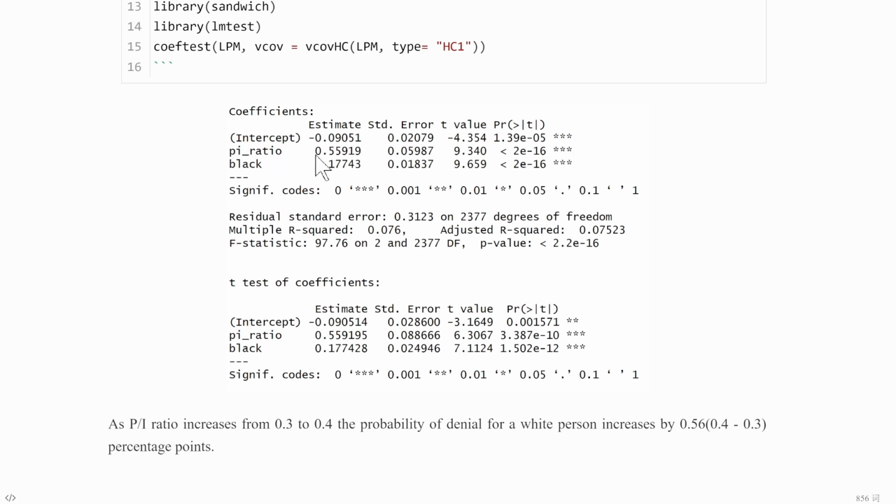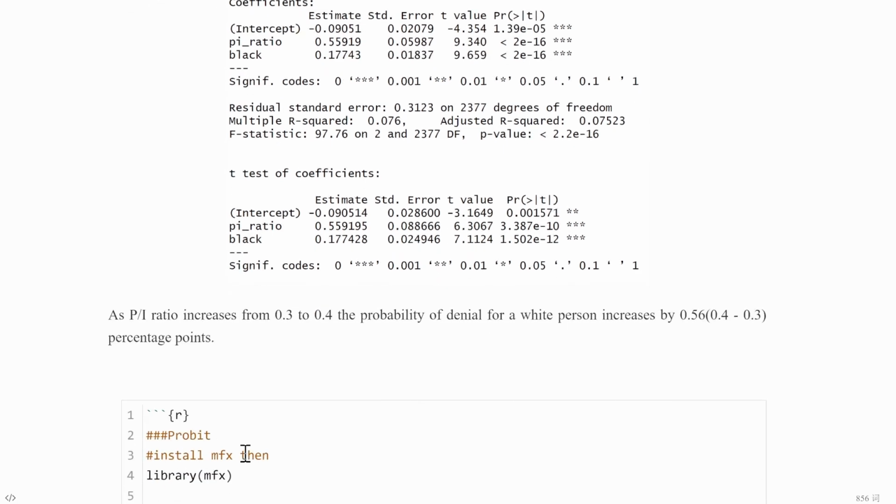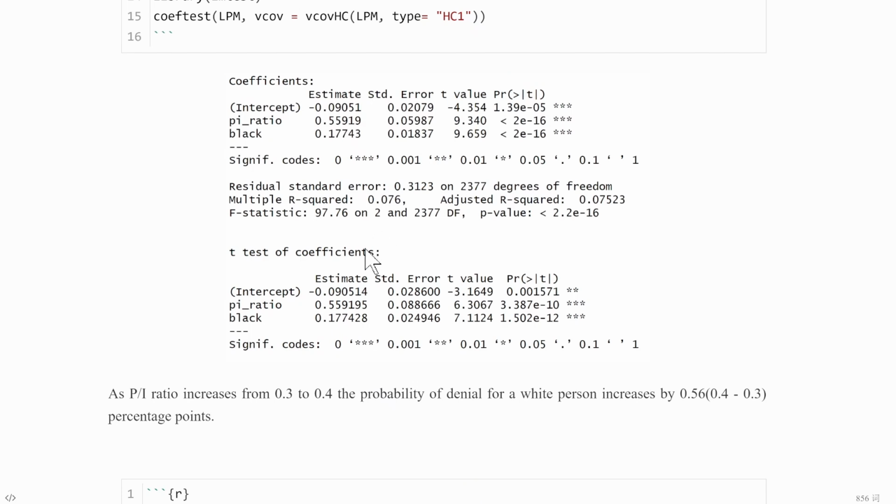As your PI ratio increases from 0.3 to 0.4, the probability of denial for the same average white person, so x2 should be 0, increases by 0.56 times 0.4 minus 0.3, in percentage point changes. The interpretation is very simple, right? There's a positive relationship between your x1 and y.